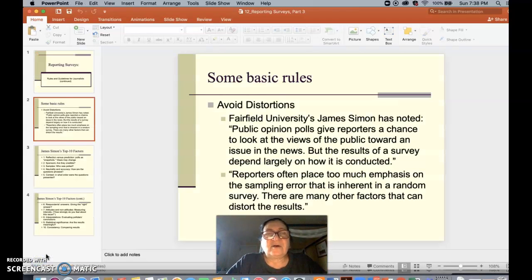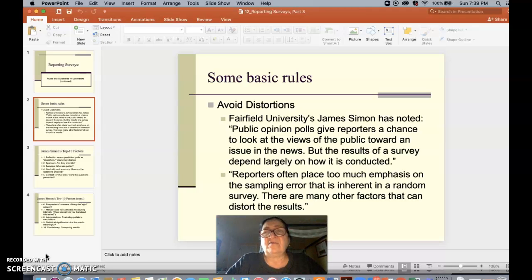So we continue talking about reporting surveys. Avoid distortions. James Simon from Fairfield University has written that public opinion polls give reporters a chance to look at the views of the public towards an issue in the news. But the results of a survey depend largely on how it's conducted. And if you take media inquiry, MCOM 186, you will learn that the way you phrase the question oftentimes shapes the answer.